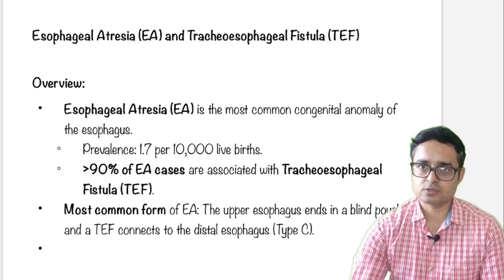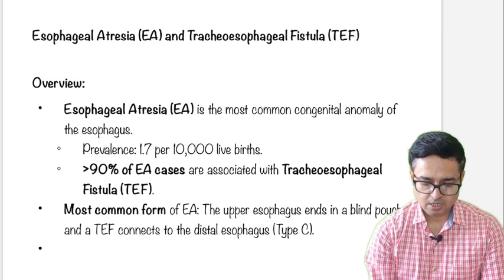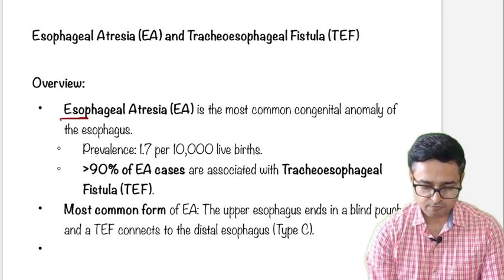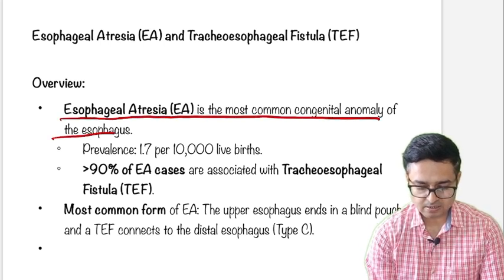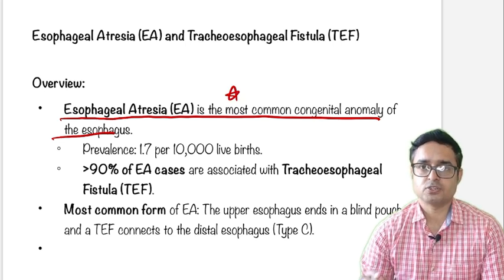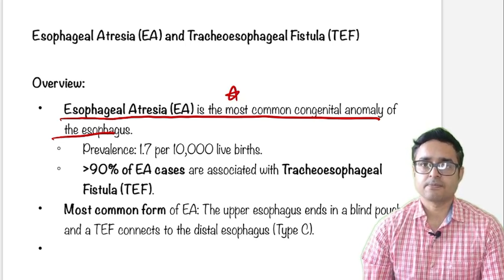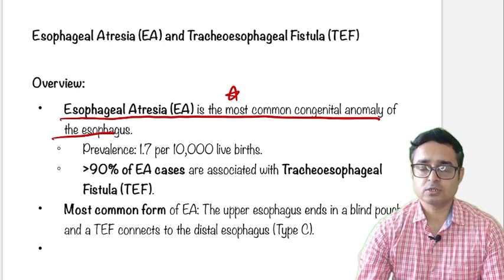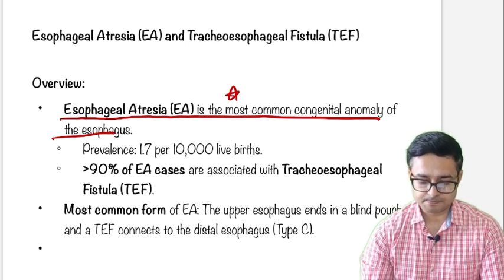Today's discussion is on esophageal anomaly. Mainly, we will focus on esophageal atresia. So, without further delay, let's start the topic straight away. Tracheoesophageal fistula. Esophageal atresia is the most common congenital anomaly of the esophagus. The question is, which is the most common congenital anomaly of the esophagus? It is not tracheoesophageal fistula, it is esophageal atresia.